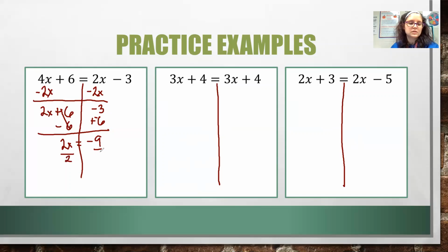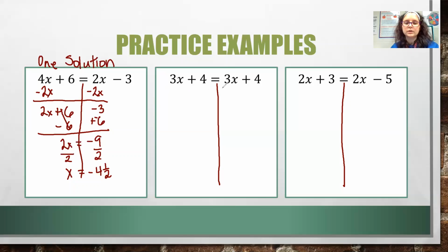Divide by 2, that's how we undo multiplication. x equals negative 4 and 1/2. And we could write that in decimal form as well, but I'm going to leave it. So we can see x worked out to have one solution.